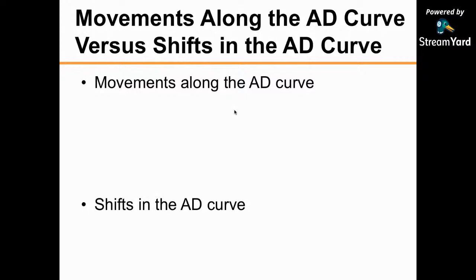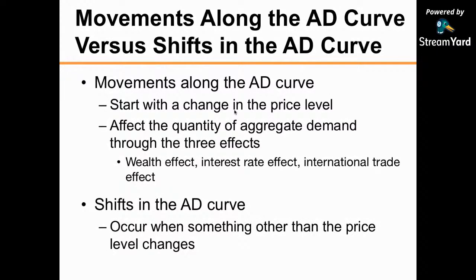So, movements along the aggregate demand curve versus shifts in the aggregate demand curve. Of course, this should be a review, but it's still good to talk about that ceteris paribus assumption. Movements along the curve are going to be changes in the price level. This is going to affect the quantity of aggregate demand through the three effects: the wealth effect, the interest rate effect, and the international trade effect.